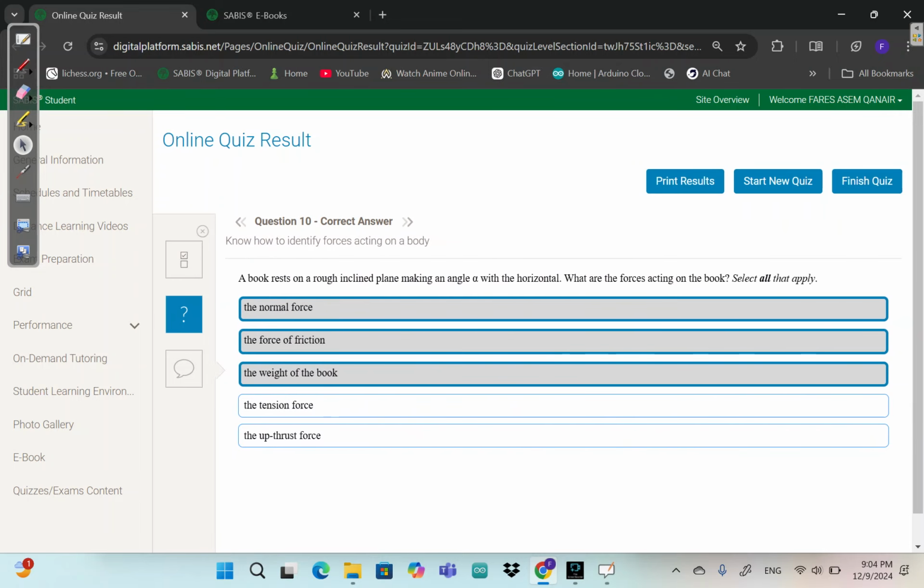Question 10. A book rests on an inclined plane making an angle alpha with the horizontal. What are the forces acting on the book? So we can draw the free body diagram. So we have the inclined plane, we have the book, we have the weight, and we have the second.